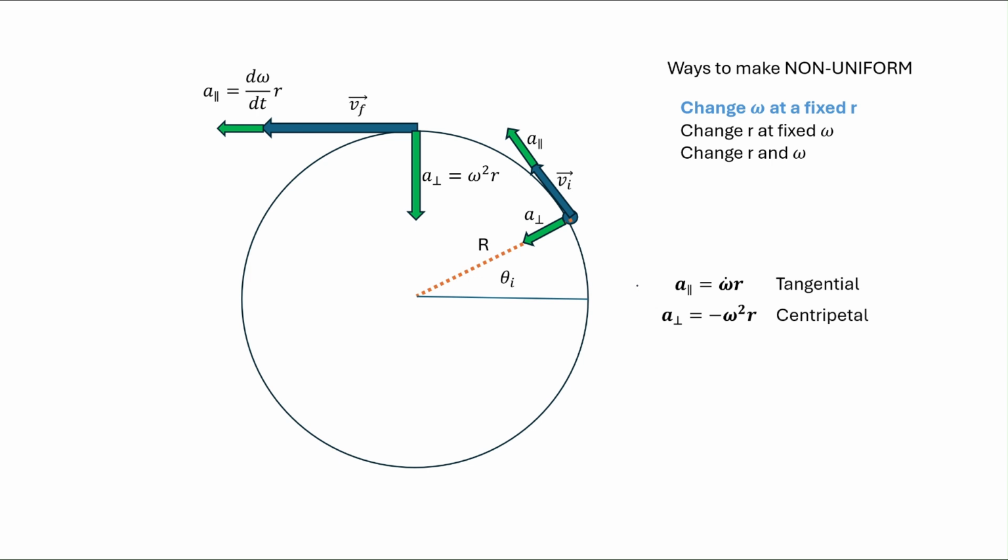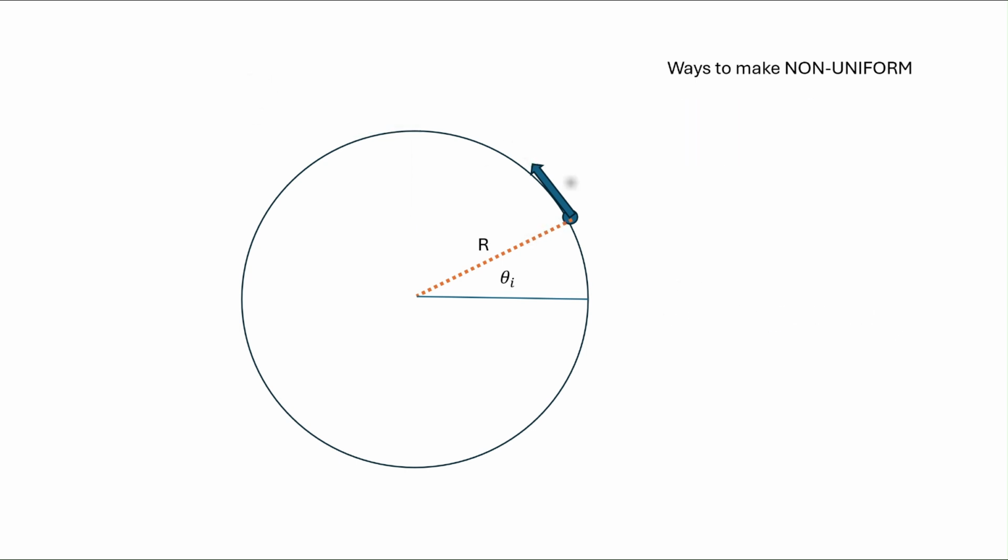We call this piece the tangential acceleration, and this piece is called the centripetal acceleration. Centripetal just means center seeking. Okay, so much for that. What's next? Let's see what happens when we change r at fixed omega.